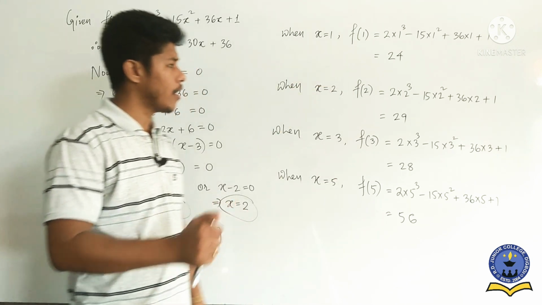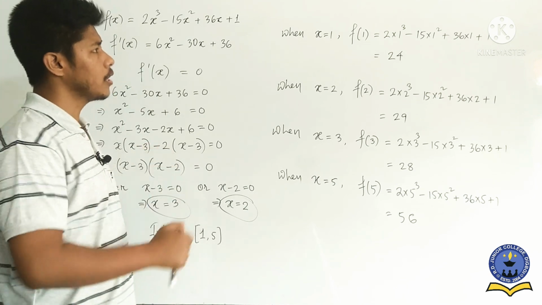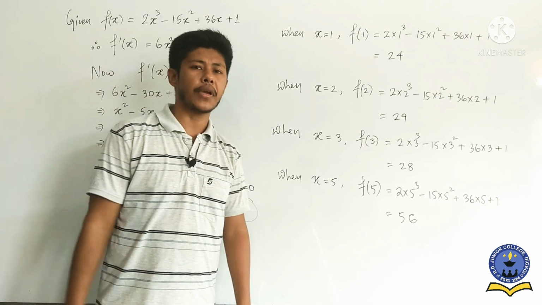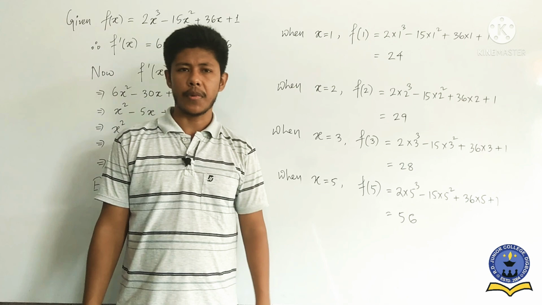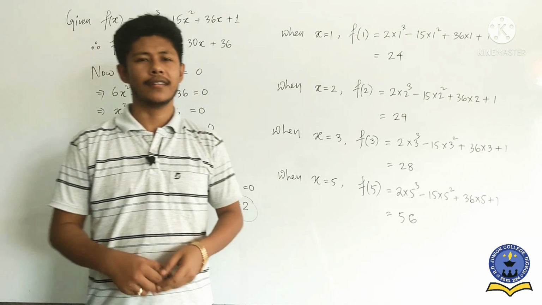Is it clear? So I hope all of you understood this. In this way we have to solve for absolute maximum and absolute minimum. Is it clear? Okay. Thank you.